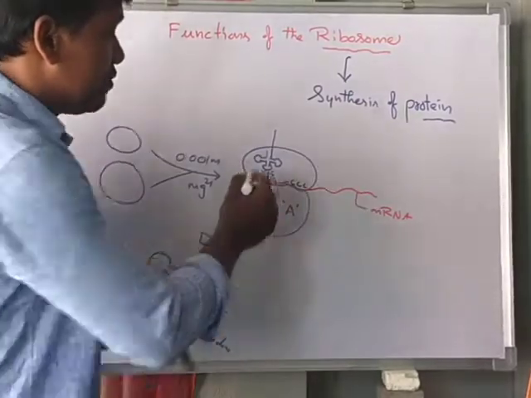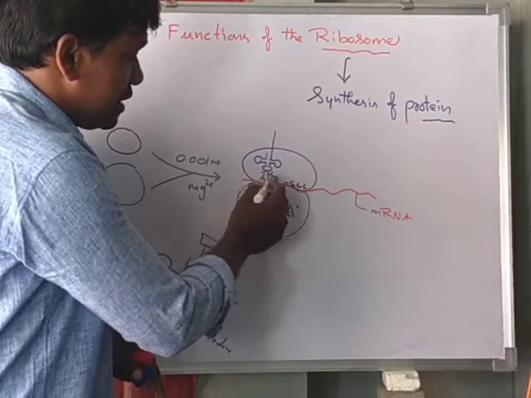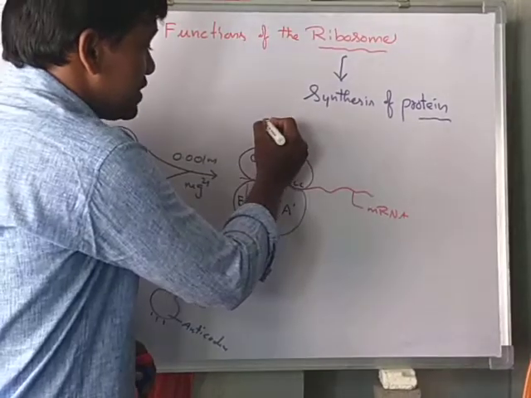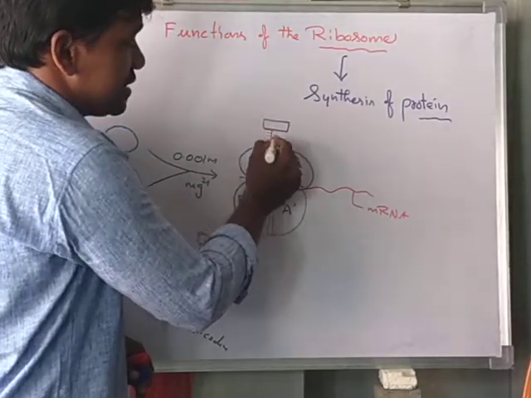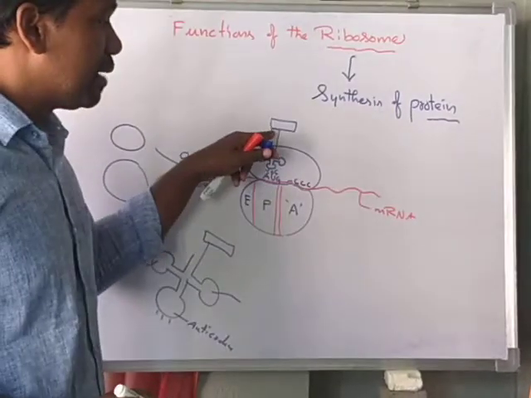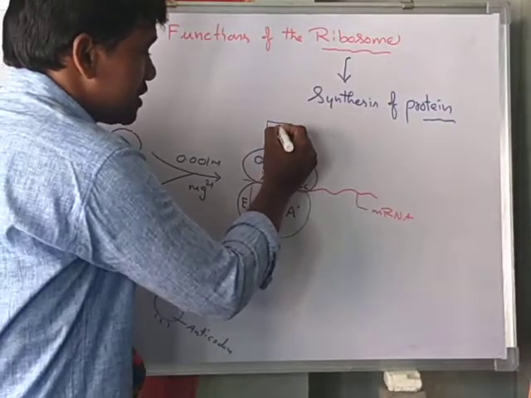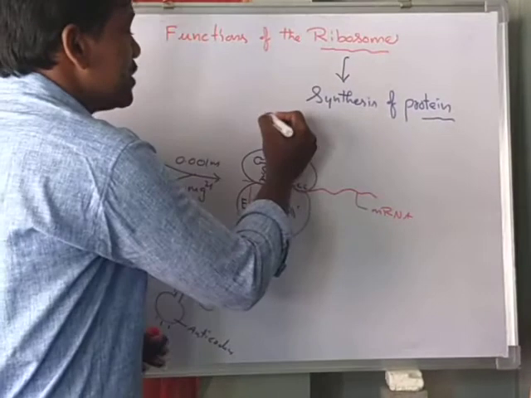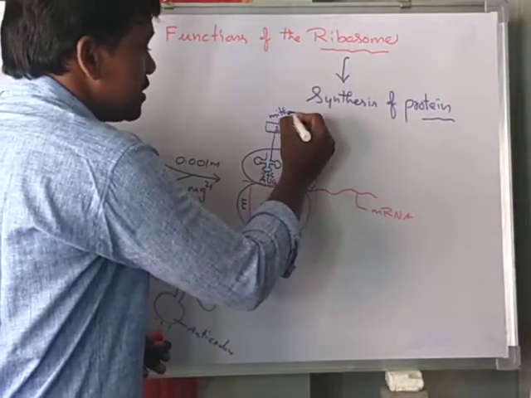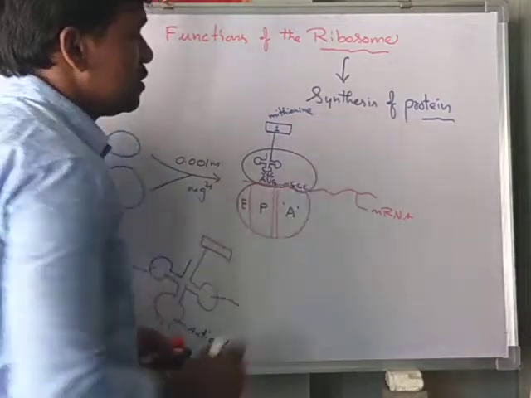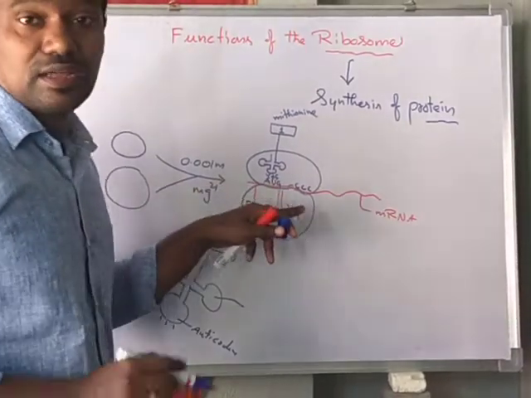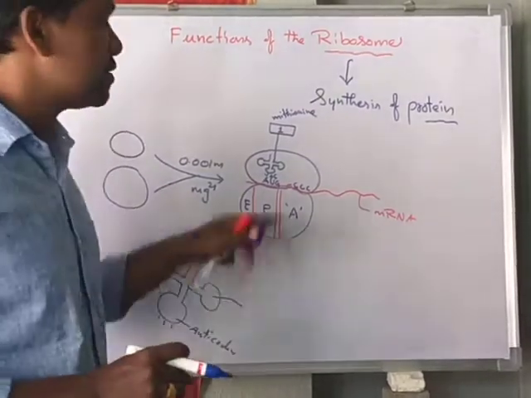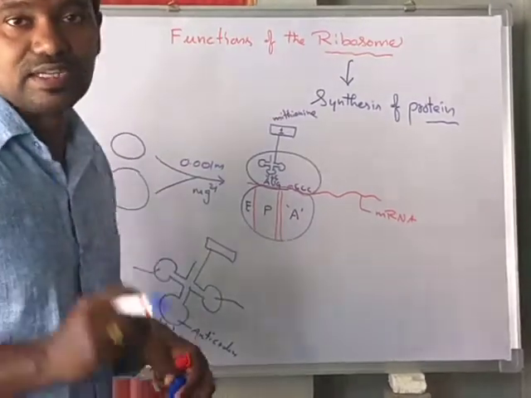So when the anticodon has bound with the AUG, the first amino acid will be attached at this site. This is the amino acid binding site. The first amino acid attached is called methionine. That's why AUG is known as the start codon, because it gives rise to the first amino acid, methionine.